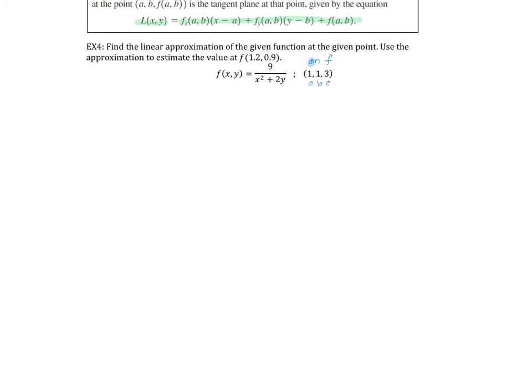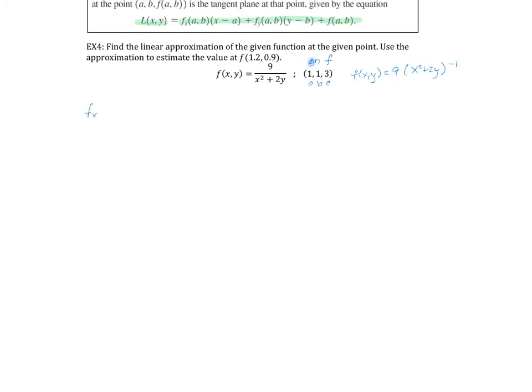I prefer to use f of x, y equal to 9 times (x squared plus 2y) to the negative 1. I don't want to use the quotient rule. I prefer to use the chain rule.